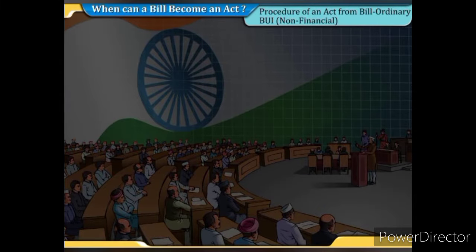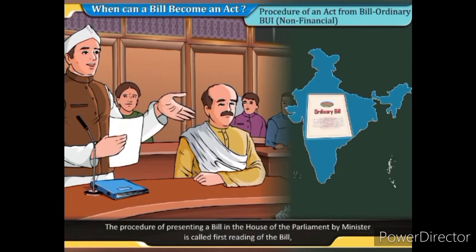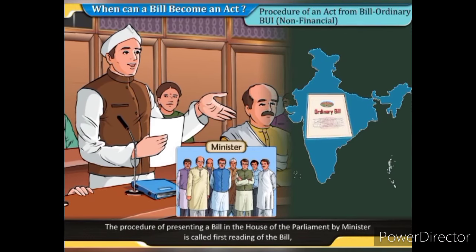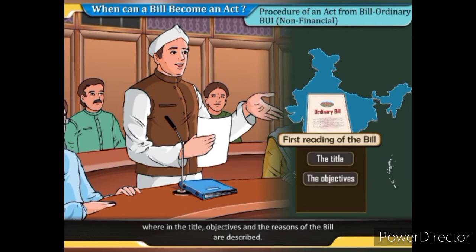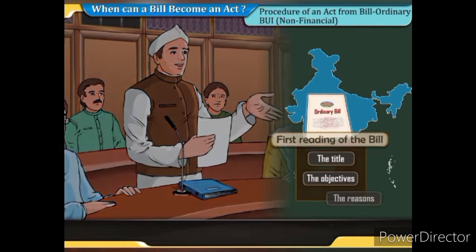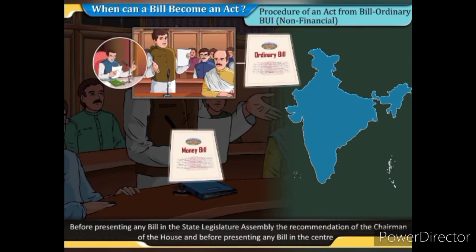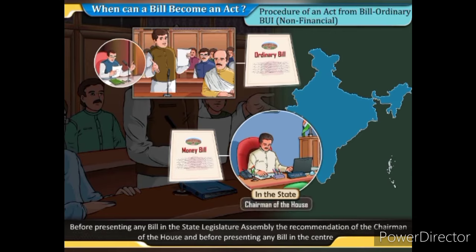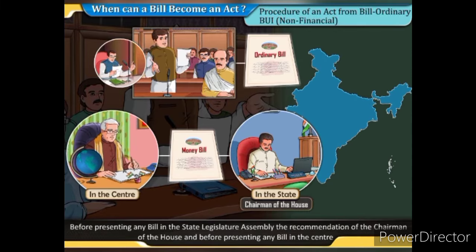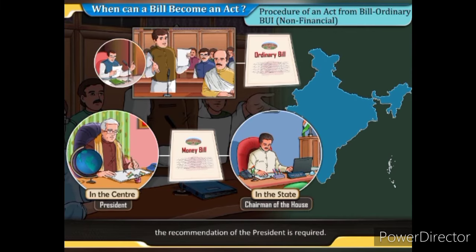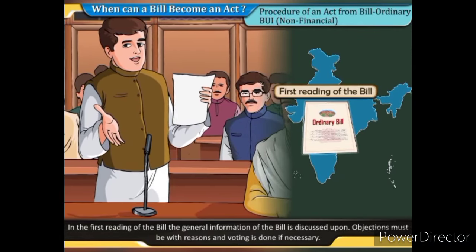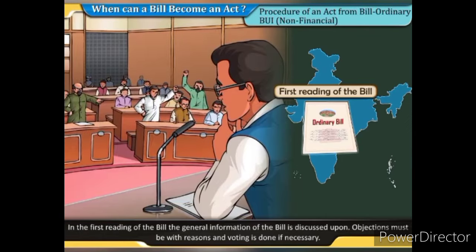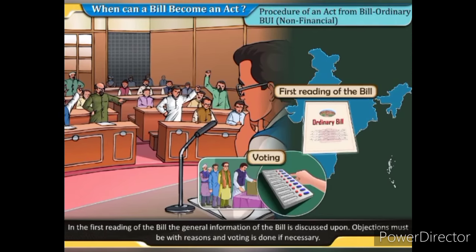Procedure of an act from a bill: ordinary bill, non-financial. The procedure of presenting a bill in the House of the Parliament by a minister is called the First Reading of the Bill, wherein the title, objectives, and the reasons of the bill are described. Before presenting any bill in the State Legislative Assembly, the recommendation of the Chairman of the House, and before presenting any bill in the Centre, the recommendation of the President is required. In the first reading of the bill, the general information of the bill is discussed. Objections must be with reasons, and voting is done if necessary.